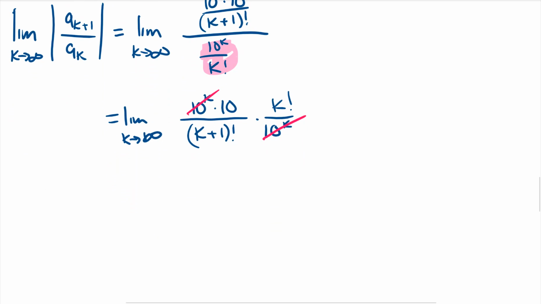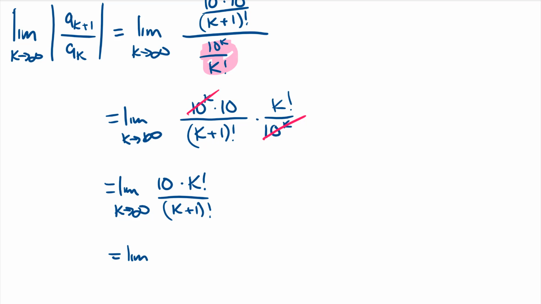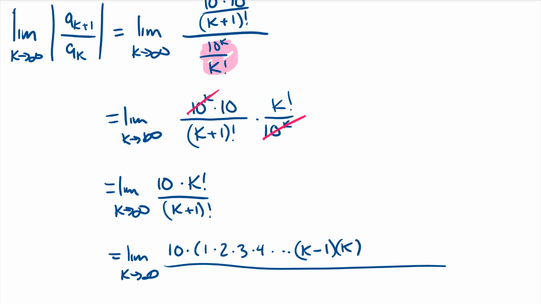So we need to play the same game as what we did in our previous video, except now there's going to be a 10 inside of here. So you have 10 times k factorial over k plus 1 factorial. Do you see that it's just going to end up with a k in the denominator? If not, no biggie. We're just learning it. Let's go. So this is 10 times 1 times 2 times 3 times 4 times ... k minus 1 times k.